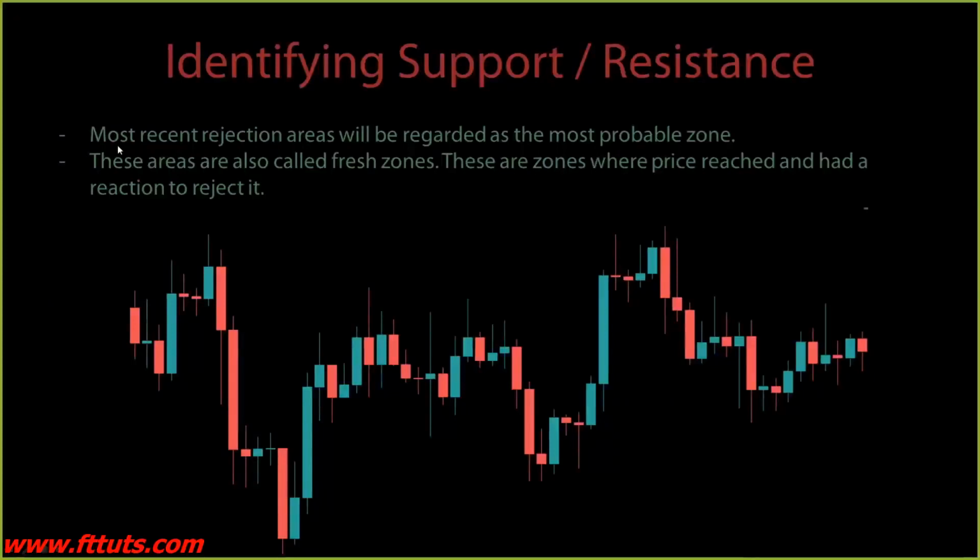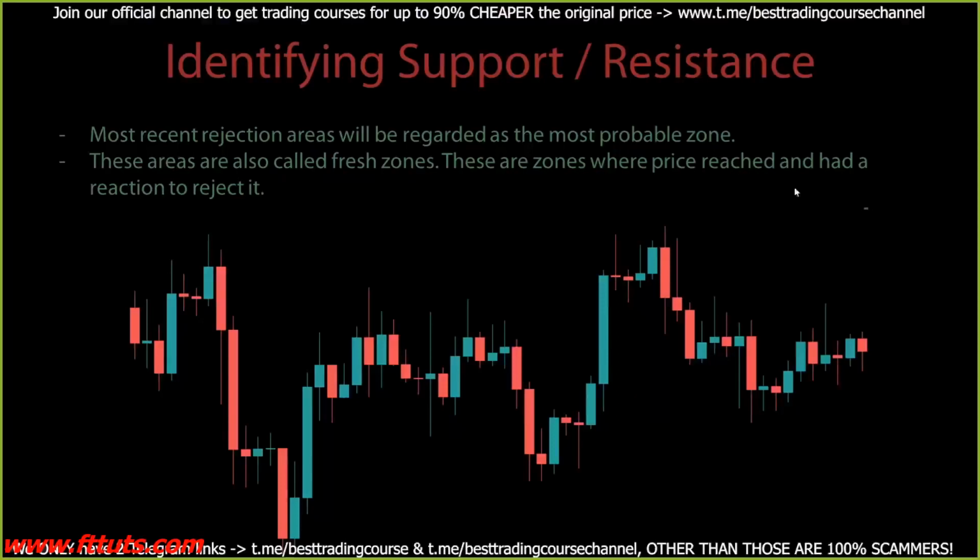So basically, most recent rejection areas will be regarded as the most probable zones, right? These areas are also called fresh zones. These are zones where price reached and had a reaction to it. What this basically means is, let's say when we're looking at this chart, right?